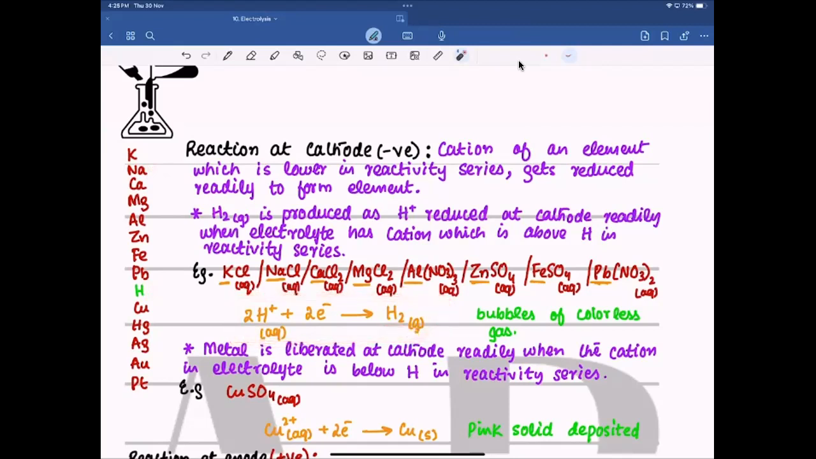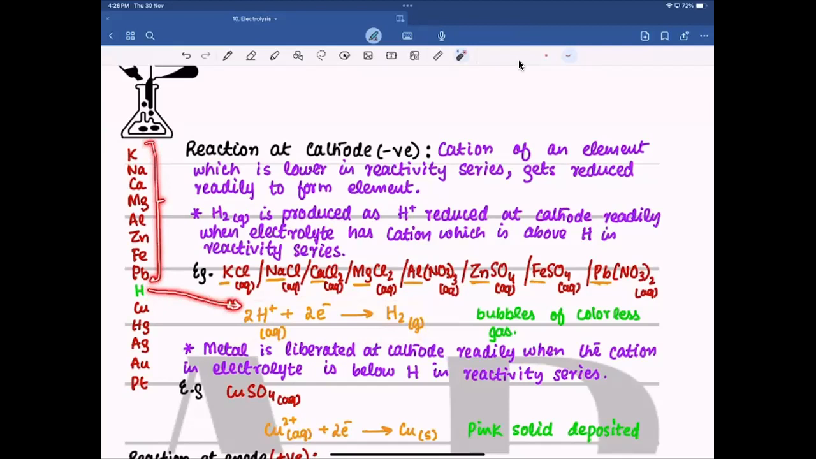So for positive ions, we always look for the ion which is less reactive, and it is going to reduce at the cathode first. So the very simple rule, listen carefully, is easy to remember. If we have any electrolyte in aqueous form which has any one of these ions, in that case, only the hydrogen ion is going to reduce at the cathode. No other ion will reduce at the cathode.